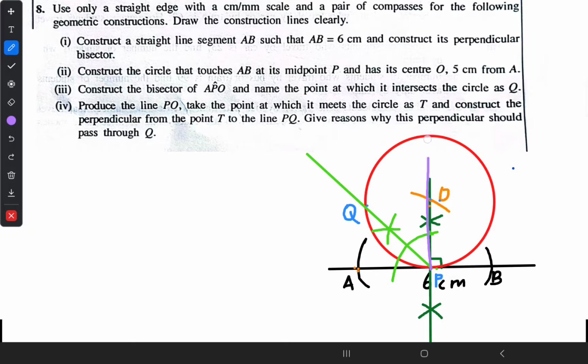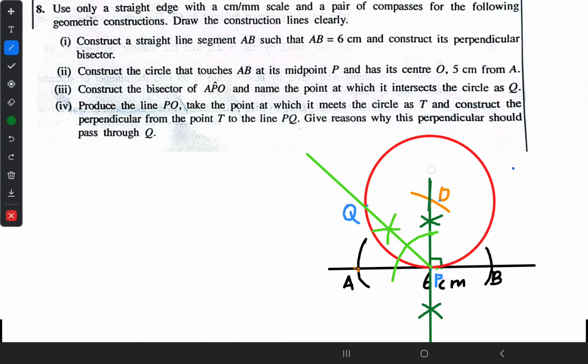So that means we have to extend this OP line. Only they were given that produce the line PO, take the point at which it meets the circle as T, and construct the perpendicular from T to the line PQ. We have to extend this, and where it intersects the circle, that is T. From T we have to draw a perpendicular to this particular line. That's the thing we need to do after this.